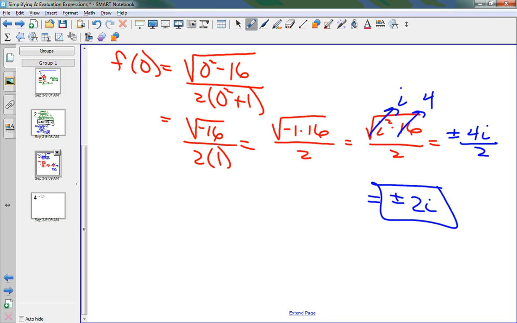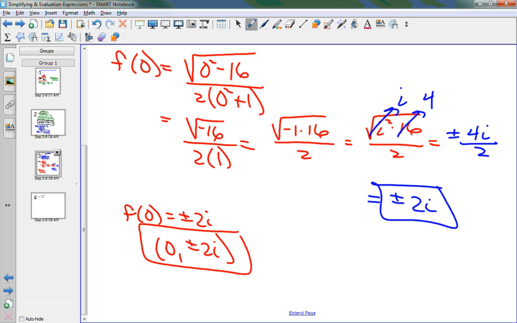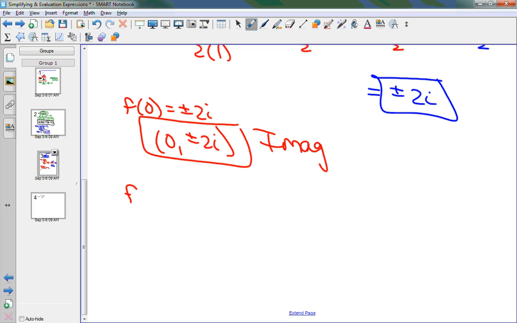In other words, this is not in the real number system. It's in the imaginary number system. So therefore, f at 0 is equal to plus or minus 2i, to give you the ordered pair 0, plus or minus 2i. If I ask for the real numbers, you would say that it is undefined there. In the imaginary number system, this is your answer. In the real number system, f at 0 is undefined.